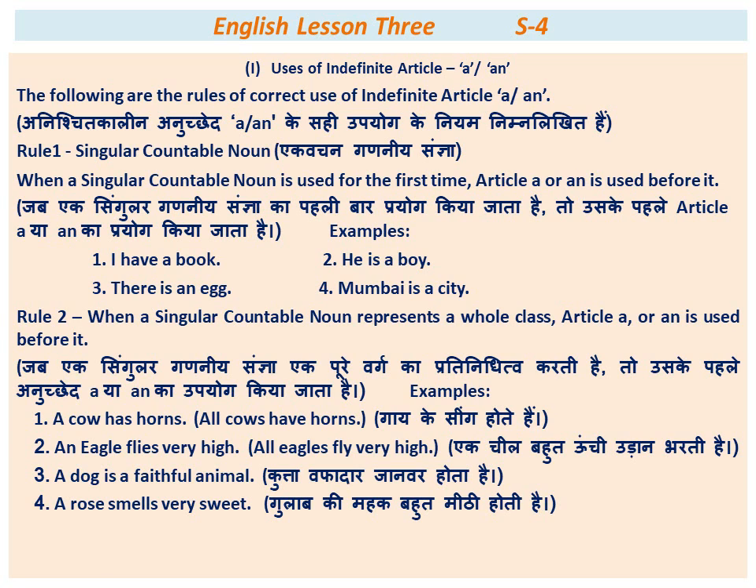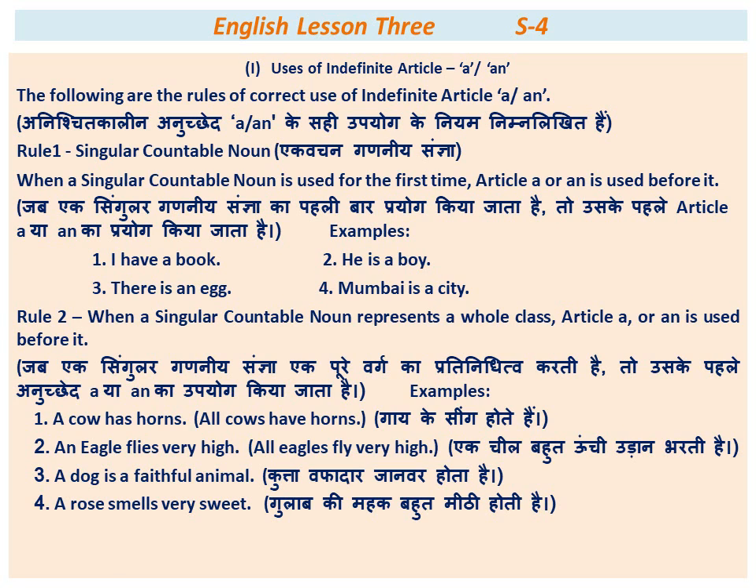Following are the examples for this rule number 1. Example number 1, I have a book. Example number 2, he is a boy. Example number 3, there is an egg. Example number 4, Mumbai is a city.